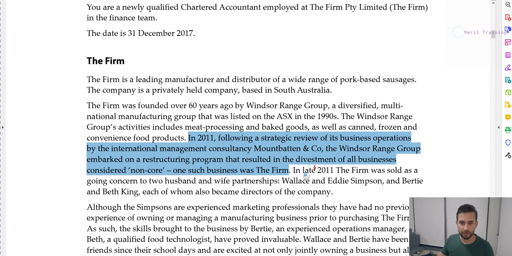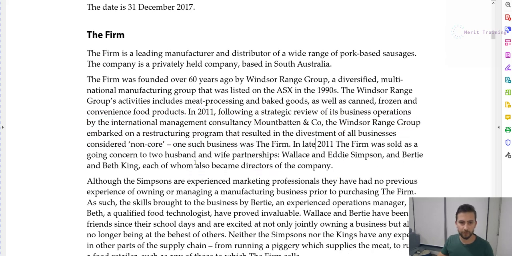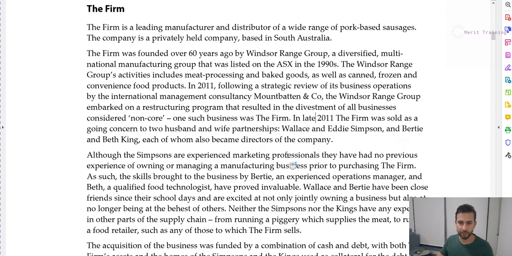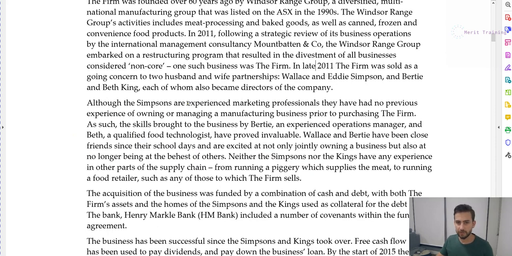Okay, so next. In late 2011, the firm was sold as a going concern to two husband and wife partnerships, Wallace and Eddie Simpson, and Bertie and Beth King, each of whom also became directors of the company. Although the Simpsons are experienced marketing professionals, they have no previous experience of owning or managing a manufacturing business prior to purchasing the firm. I might just put that in.